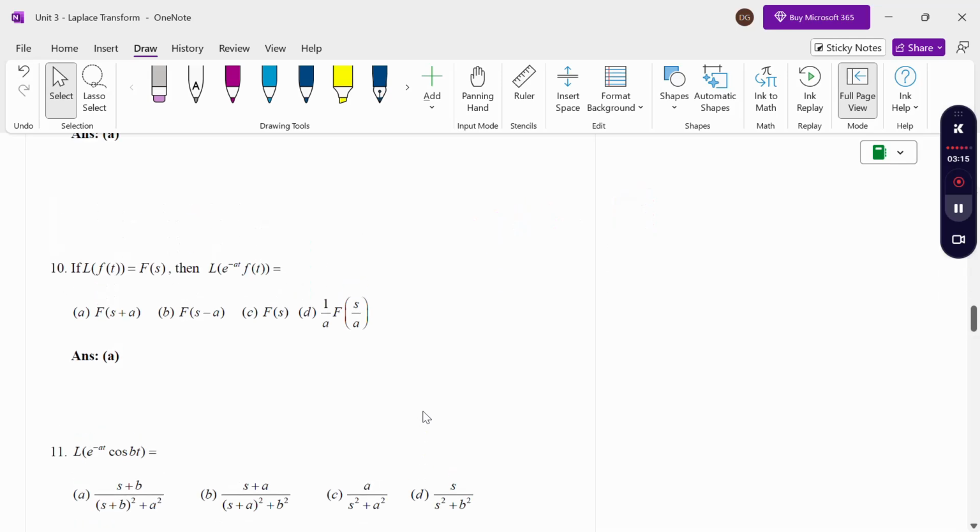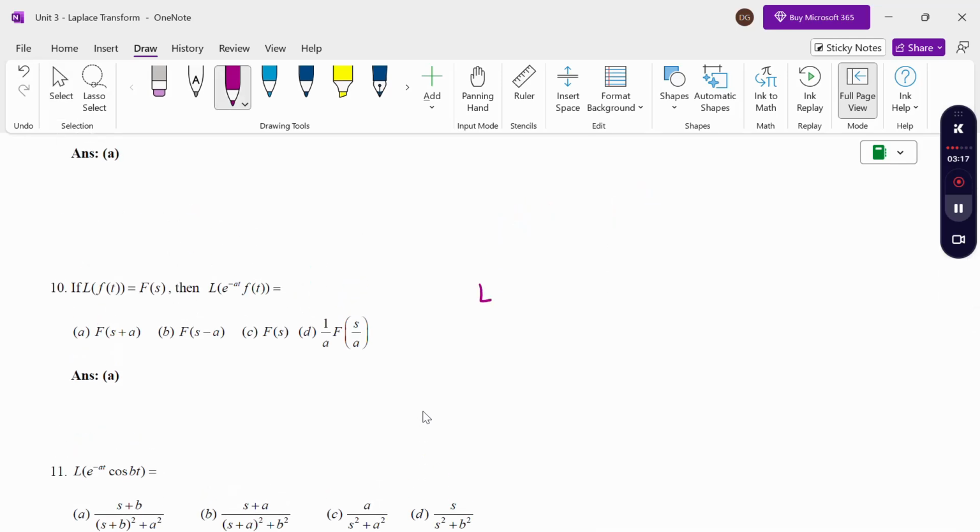Now what is the first shifting theorem? L of e power minus at f of t is nothing but L of f of t with S tending to S plus a. This is f of S plus a, the first option.